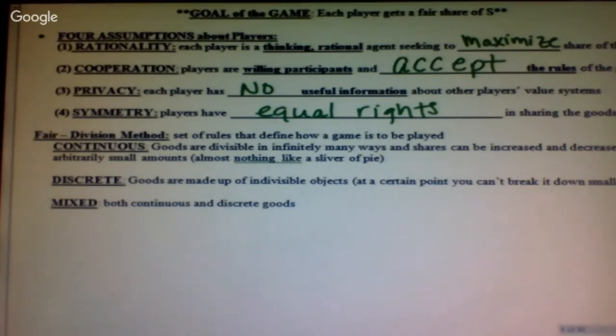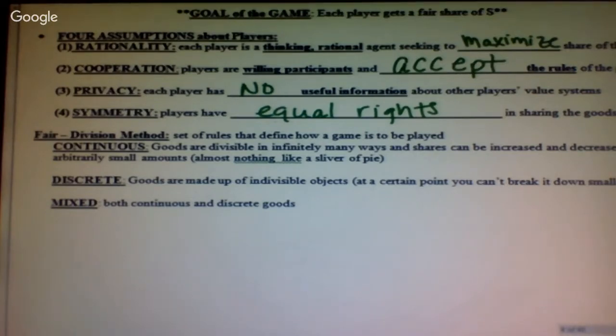Okay. Fair division method. We have 2 different types of goods. One is continuous. That is something that I can slice into smaller and smaller pieces every time. So something like a pizza or a cake or a pie. I can give you a piece of pie that's about that big. I can cut it smaller and smaller and smaller. If you was to give me something that small, we'll have to fight for real. Especially if it's good.